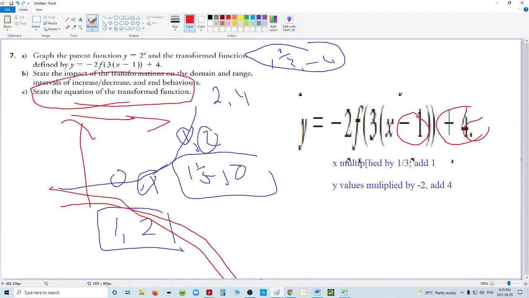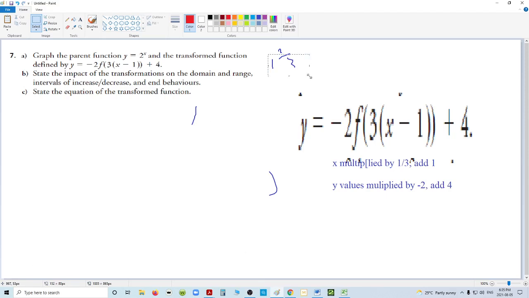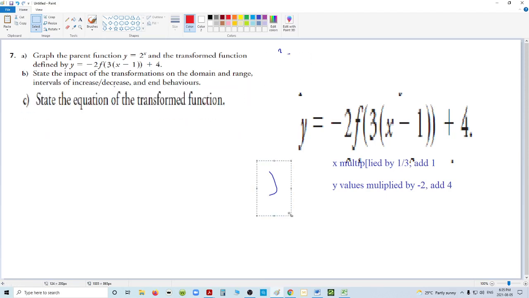And then I'd also ask you to put it in Desmos. Now, notice this last one. They want you to state the equation of the new one. Now, let's see if we get this one right. So the original equation looks like this.